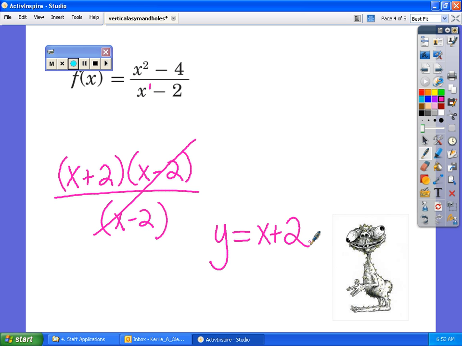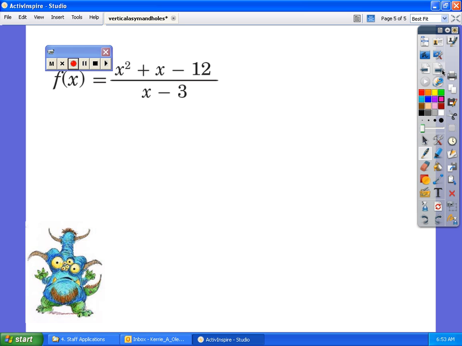So those are the three different types. Let's see if we can have some extra practice ones for you. Okay, so go ahead and figure out which rule applies for this one here. Okay, this one's our slant one.